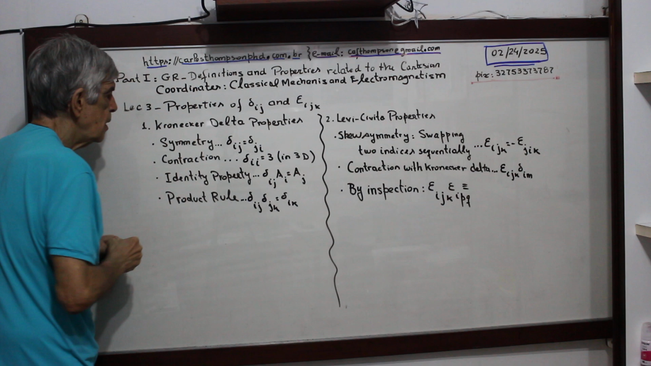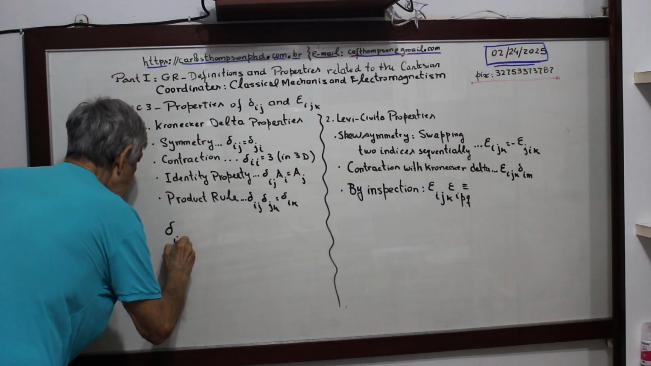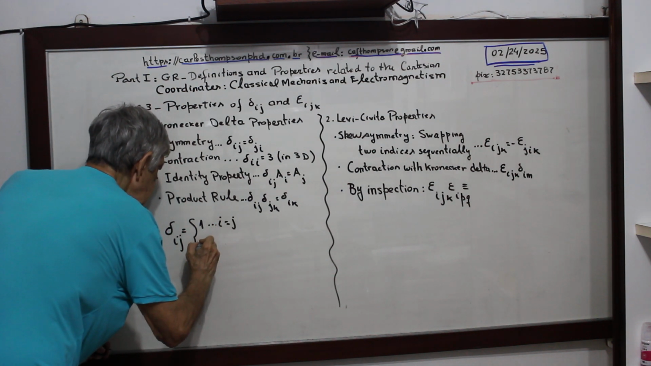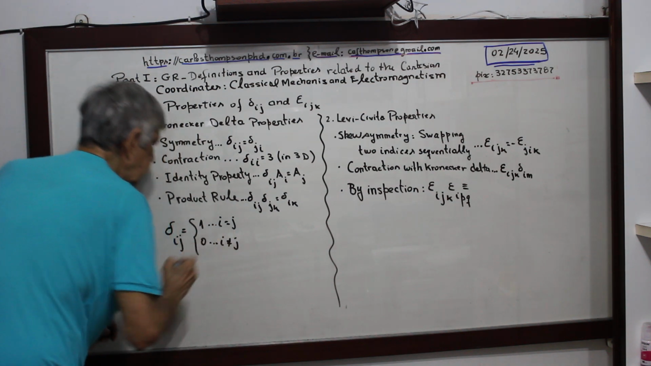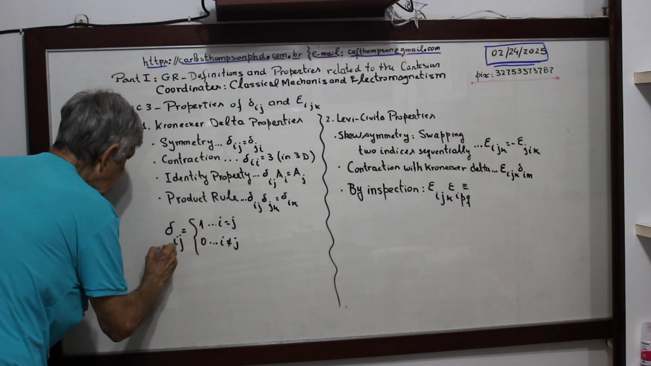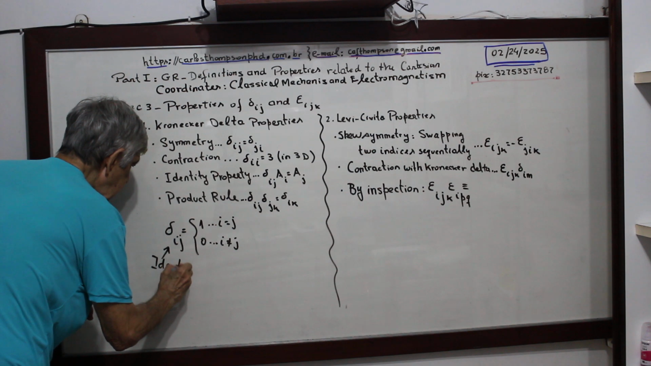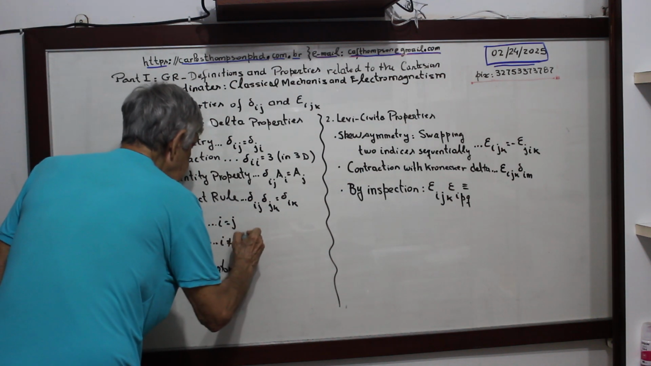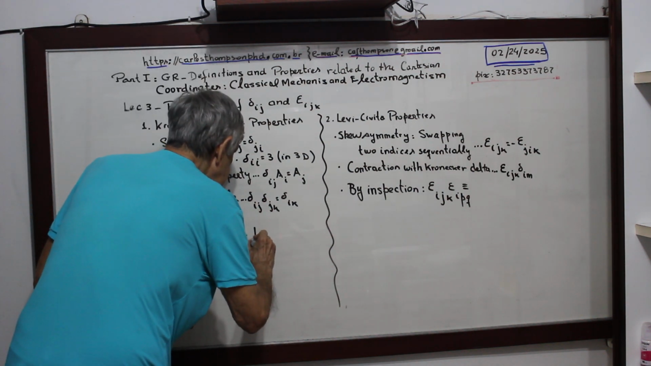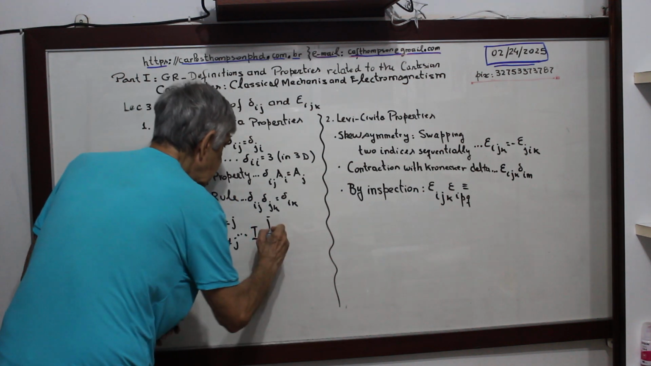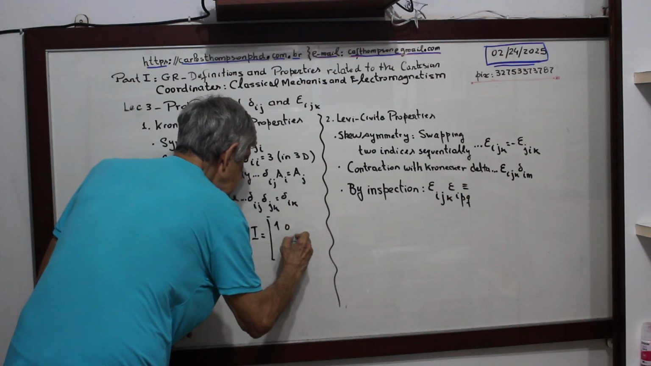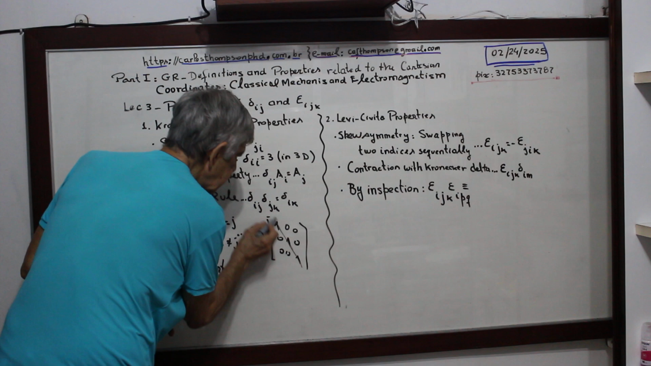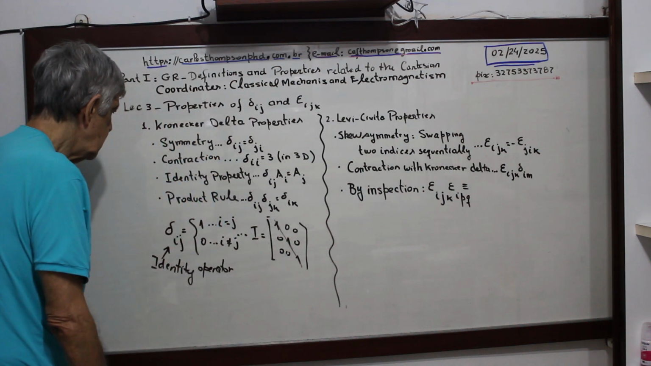First of all, symmetry. Recall that delta ij is equal to 1 for i equal to j, and 0 for i different from j. Okay, attention here. This is called sometimes identity operator. Why identity? From linear algebra, the identity in R3 is 1, 0, 0, 0, 1, 0, 0, 0, and 1. This is a diagonal, and the diagonal is 1. That we call identity in linear algebra.